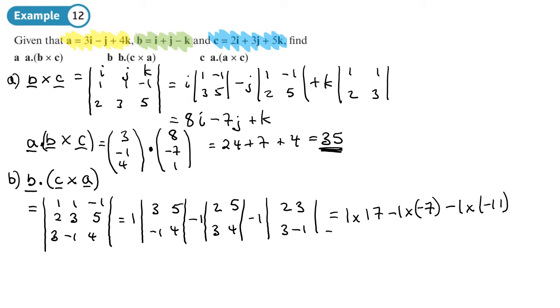Okay, let's see what this gives us. So 17 plus 7, which is 24, plus 11, which gives us 35. Okay, so I've used the full determinant method there, and it's interesting that we get the same answer, so it'd be worth exploring this before we move on to part C.